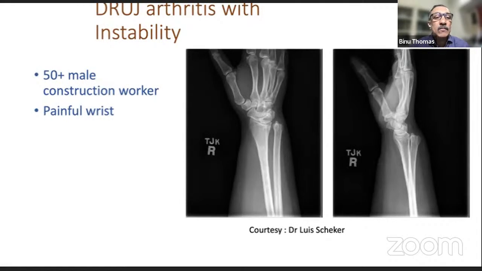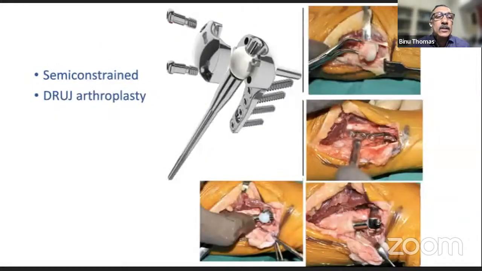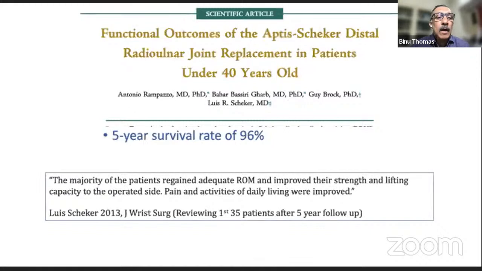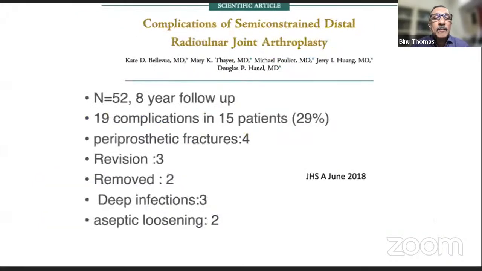So it was a construction worker with a painful wrist and instability with arthritis. So this is his prosthesis. It's a semi-constrained DRUJ arthroplasty, where this ball, which is attached to the ulna, rotates in the radial plate. So that's the prosthesis, and this patient had very good recovery and good results. However, the early studies showed a 5-year survival rate of 96% for the Scheker prosthesis, but there have been recent articles saying the complication rates are much higher on long-term follow-up.